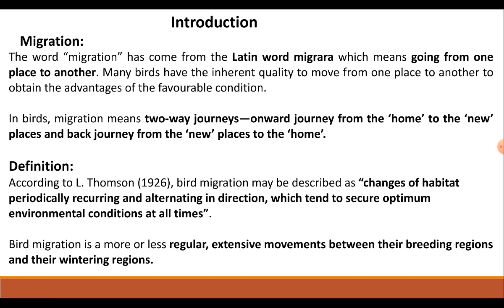When you define migration according to L. Thompson, bird migration may be described as changes of habitat periodically recurring and alternating in direction, which tend to secure optimum environmental conditions at all times. Bird migration is more or less a regular, extensive movement between their breeding regions and their wintering regions.